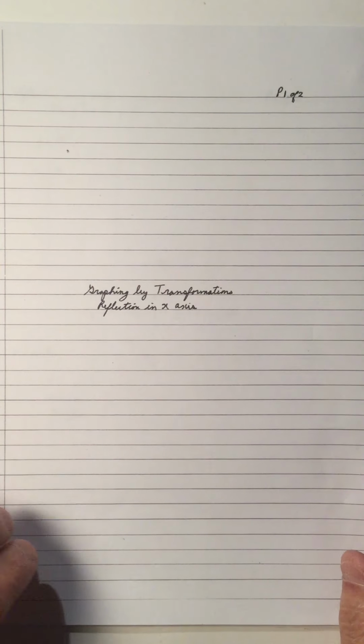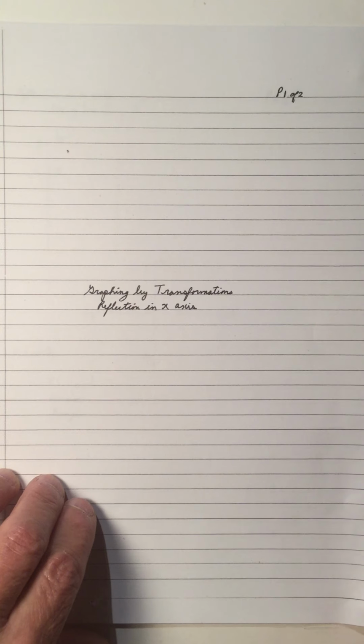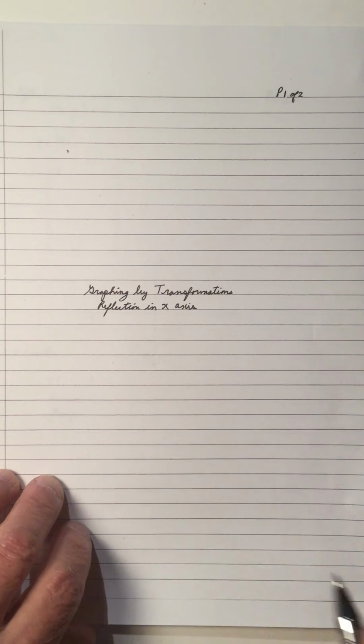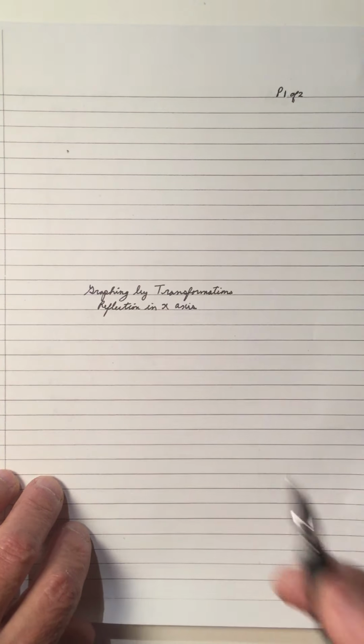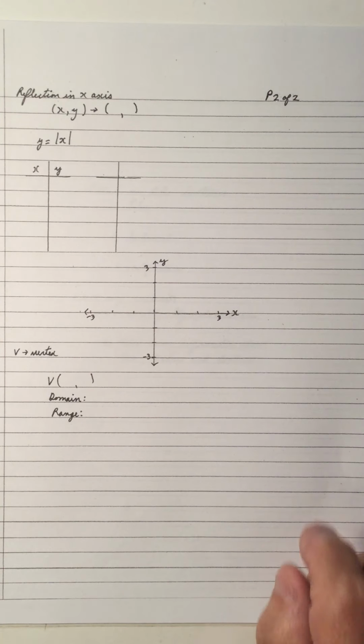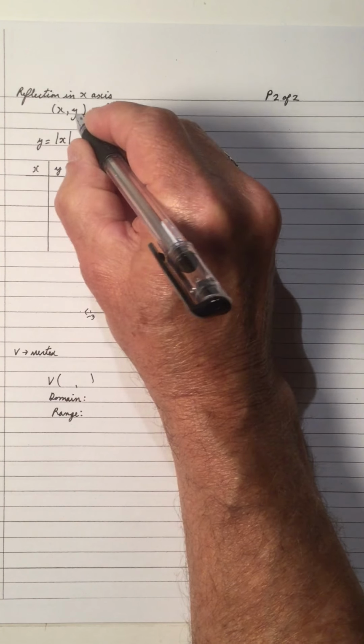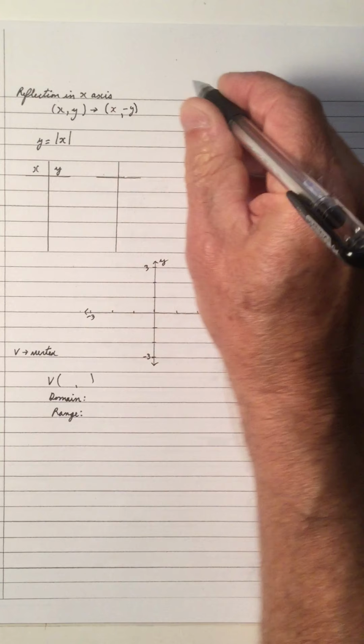Hi, and welcome to my video on graphing absolute value by transformations. And this transformation is the reflection in the x-axis. Reflection in the x-axis. The mapping rule is x is x, but you change your y to a negative y.